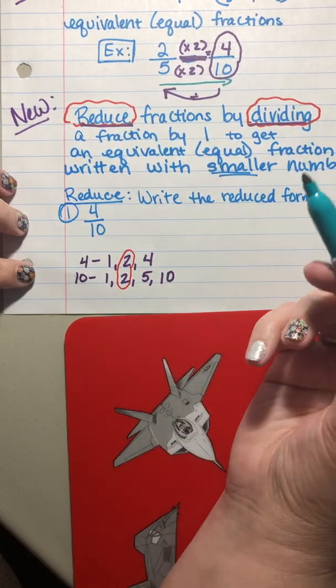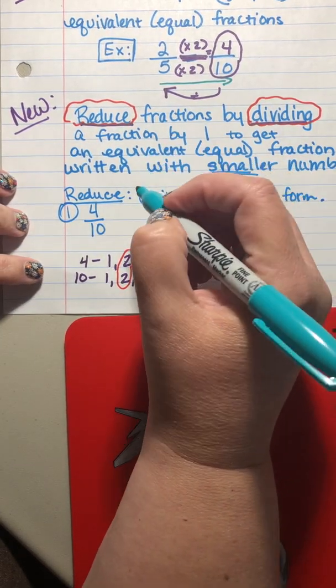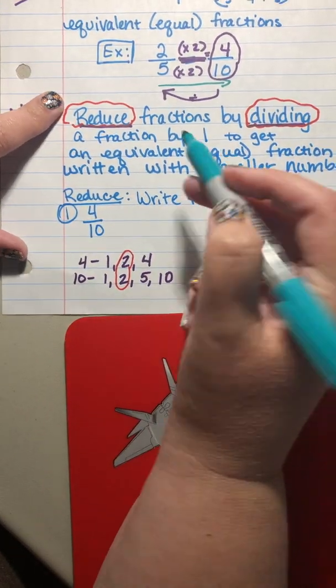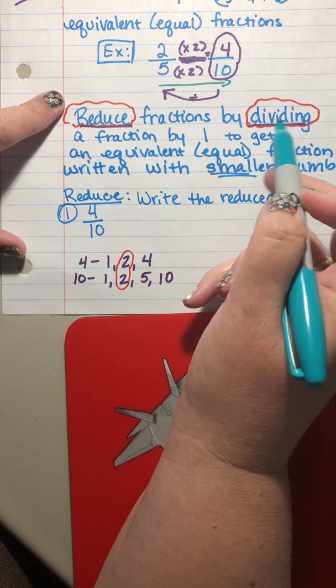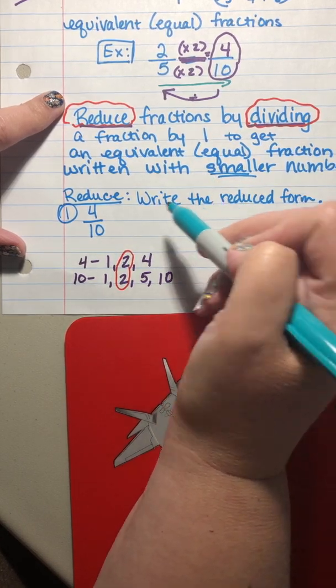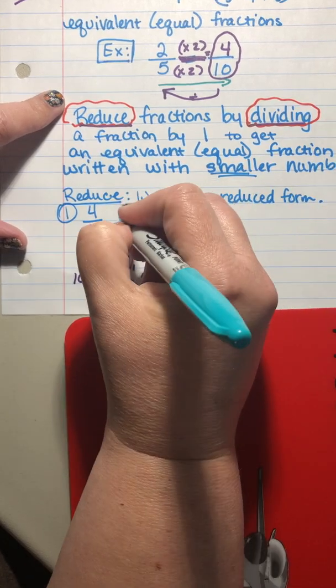If you do need to do this, please do. It may help you. So I know to reduce this, I have to divide, because I learned that reducing fractions, you divide them by a fraction that's equal to 1 to get an equal fraction written in smaller numbers.